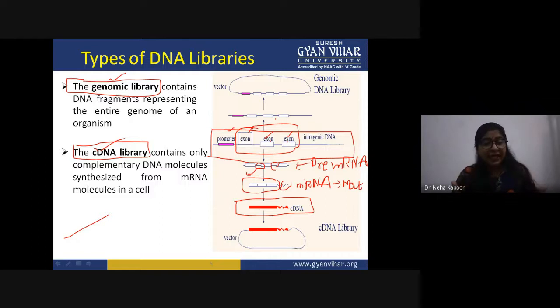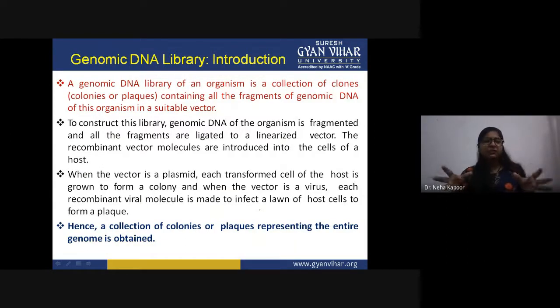So basically, we are constructing a library that contains only the coding regions of the particular organism's DNA. That is the main difference between a genomic and a cDNA library. But our main topic today is the genomic DNA library: what are the steps, and how can we go for it? Because in this brief picture it was very easy to understand, but there are many steps involved whenever you go for genomic library construction or cDNA library construction.